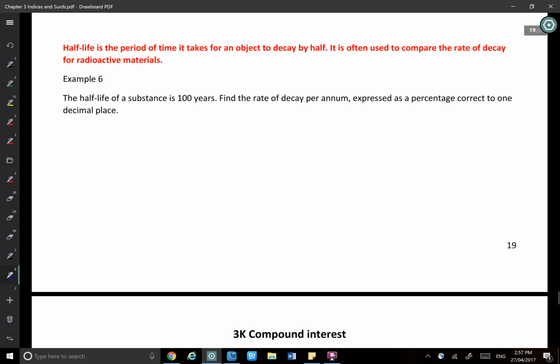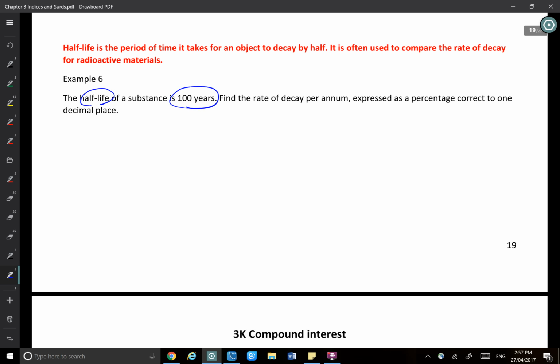Example 6. The half-life of a substance is 100 years. I already told you the half-life for this thing is 100 years. So which means, for example, if I have 100 grams, after 100 years that will become 50 grams. If I have 1,000 people, after 100 years, I will have 500.